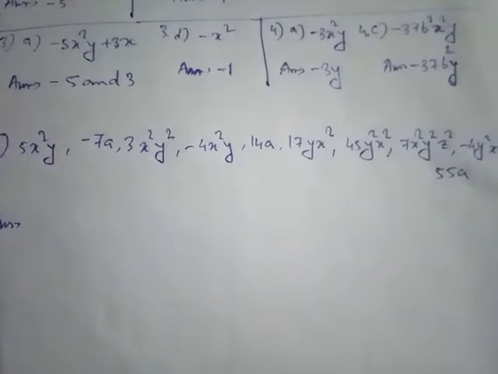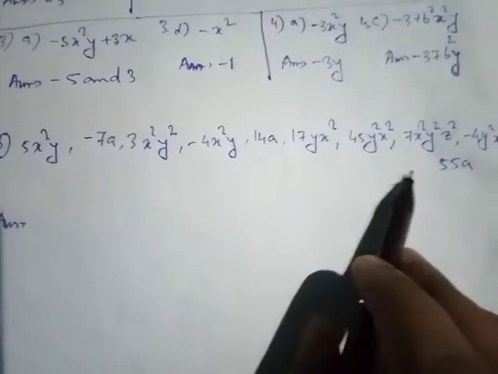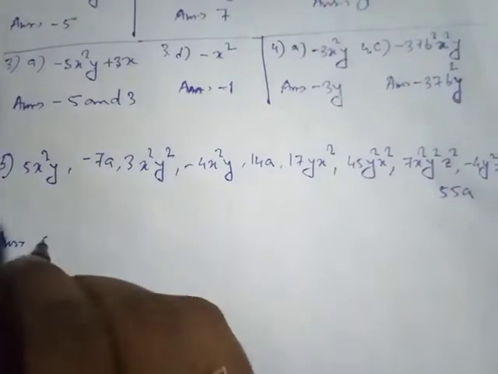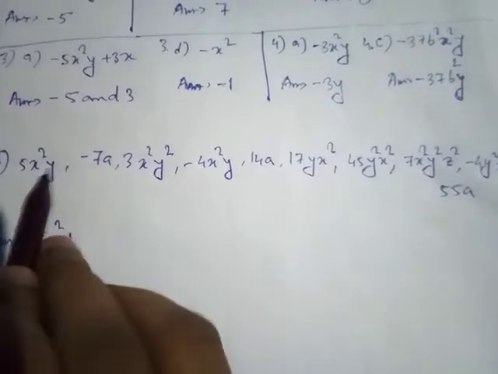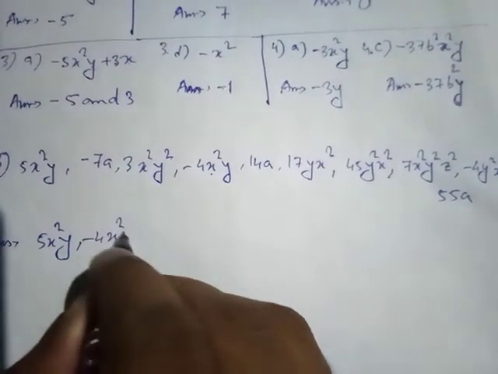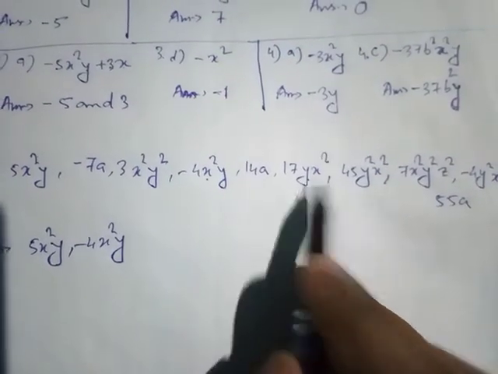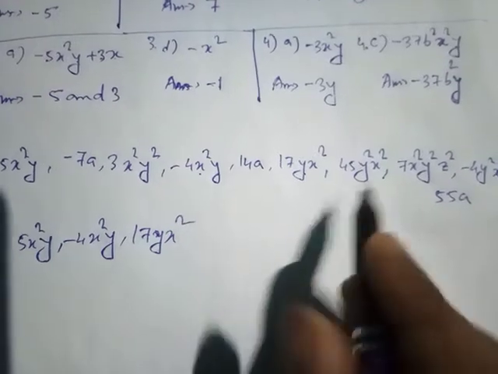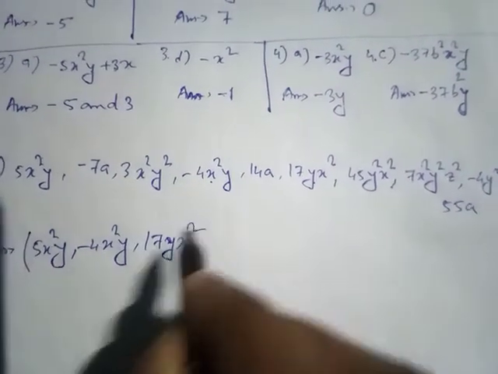Next question, question number 5. Identify the like terms in the following. So 5x square y, see, the variable is x square y. Minus 4x square y, then 17 y x square. y x square and x square y are the same, so these three are like terms.